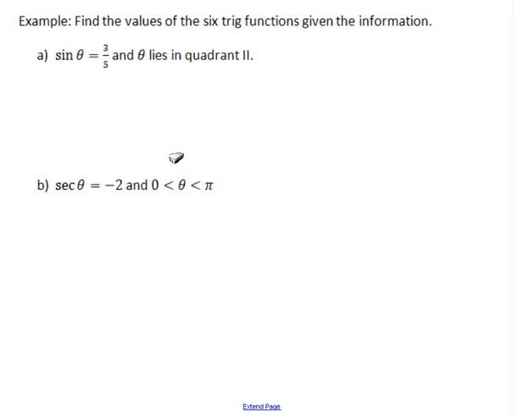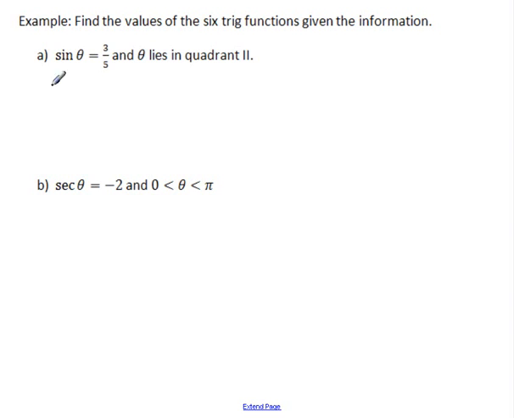Let's look at another example here where we want to find the values of the 6 trig functions given the information. Now here we're told the sine of theta is 3 over 5 and theta lies in quadrant 2. So this is a little bit different. In the previous example we were told the point on the terminal side of the angle. Well, knowing the sine, we can actually figure out what the point is on the terminal side of the angle because we know what sine is.